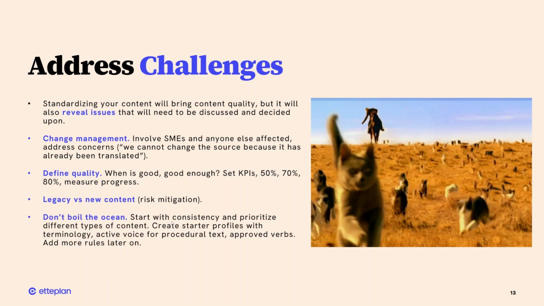And I haven't mentioned this yet, but really, don't boil the ocean, right? We're not trying to tackle the entire beast all at once. We want to start with consistency, for instance. Then we start maybe prioritizing based on different types of content. With HyperSTE, our tool, you can create starter profiles with just terminology rules enabled. Then you can go to active voice, then approved verbs, and then you can add more rules later on. It just depends on where you are when you create that baseline, and you make informed decisions on where you want to be with all of this.